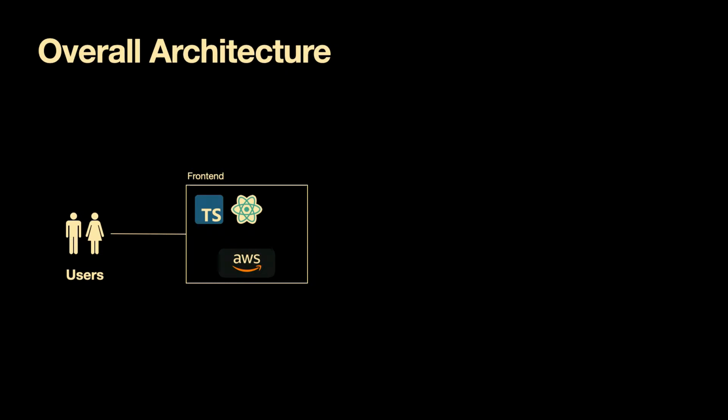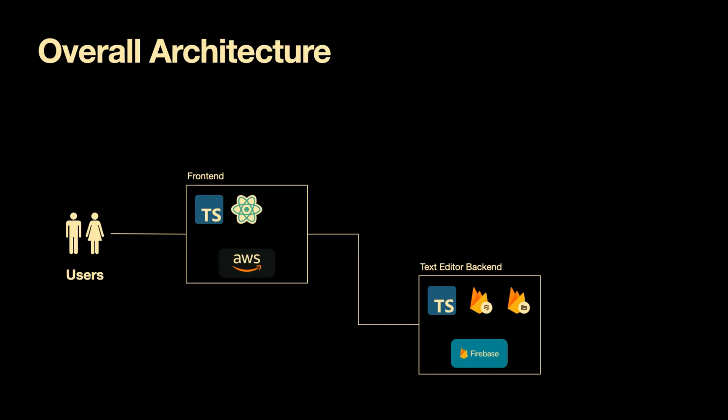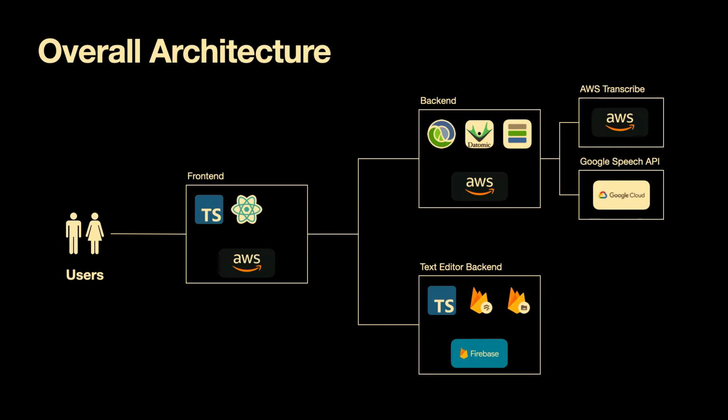Scrintle is a web application, and the end users access it through their web browsers. The front end is a single-page React application written in TypeScript and hosted on AWS, and it communicates to the backend via a REST API. And the collaborative text editor's backend is hosted on Google's Firebase, and the application's backend and REST API is hosted on AWS. We use Amazon's Transcribe service and Google's speech API to provide automated transcriptions.